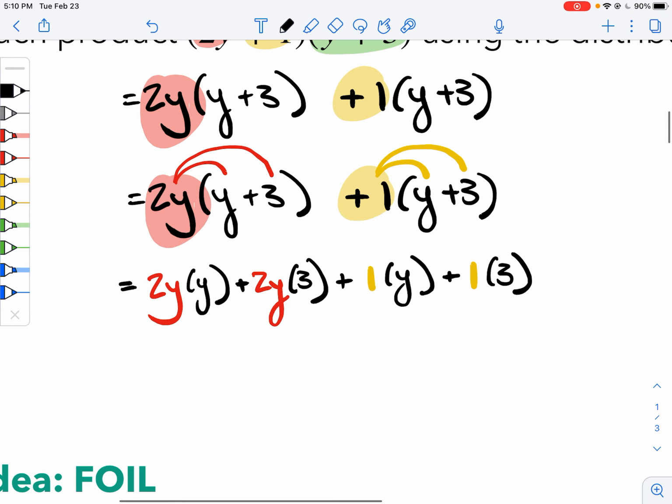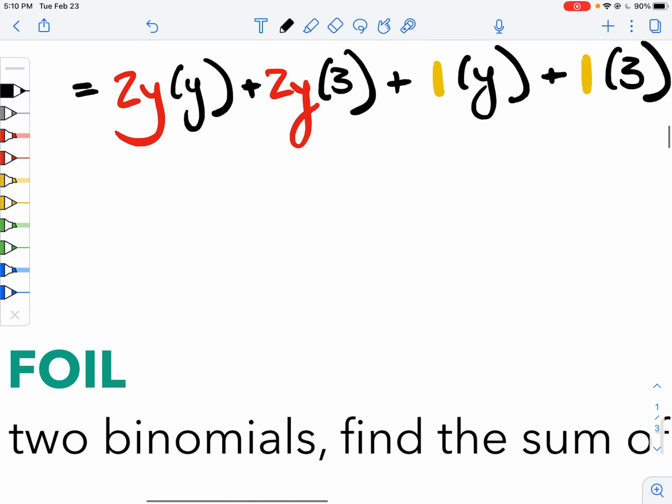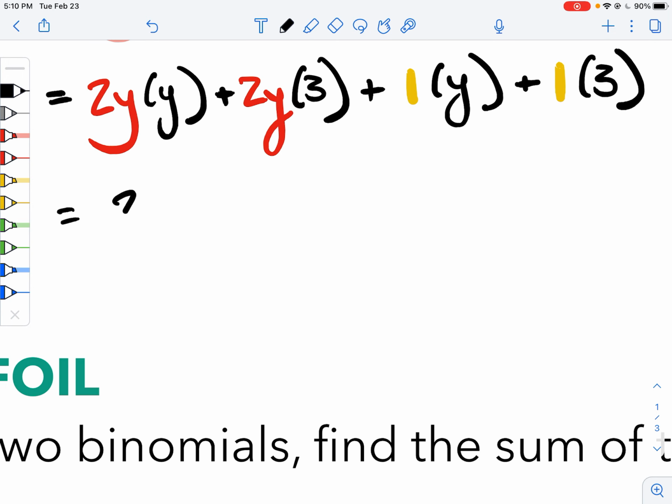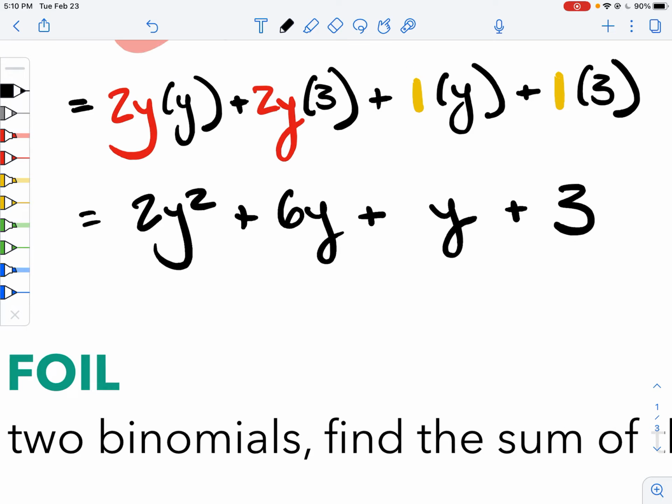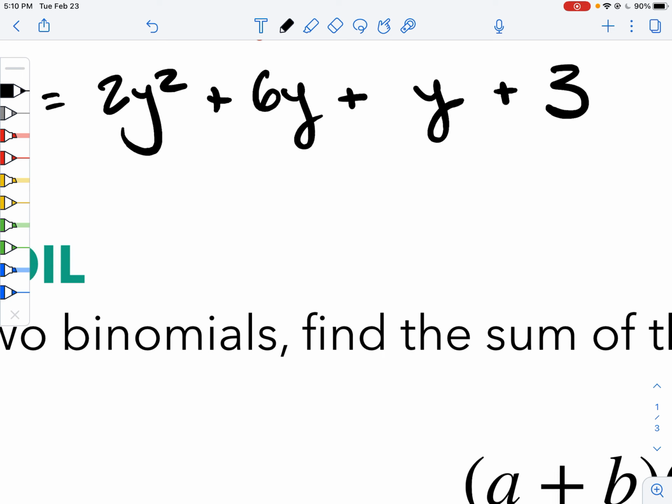Now let's work through what we have so far. 2y times y is the same thing as 2y squared. 2y times 3 is 6y. 1y is just y and 1 times 3 is just 3. We're almost done. There are two things we can combine. So we have two y expressions right here. We're going to add them together. So remember, y is like 1y, okay? So 6y plus 1y gives us a 7y.